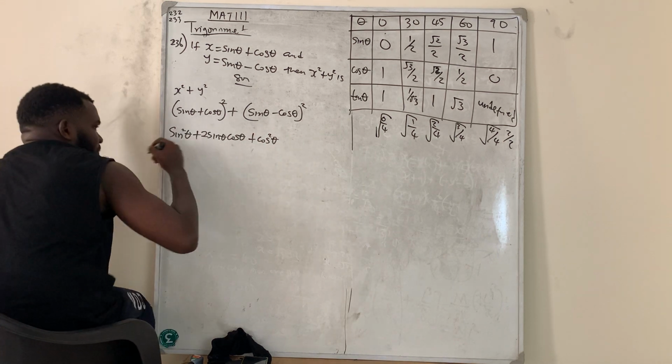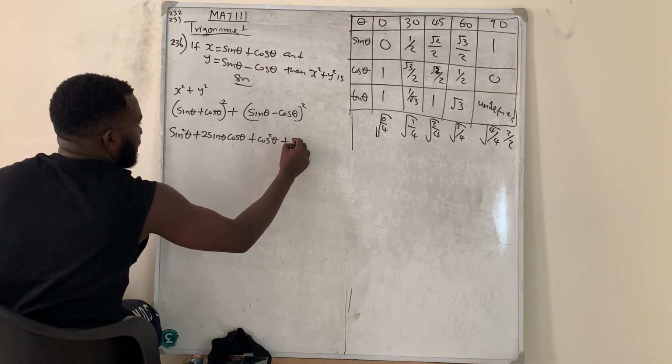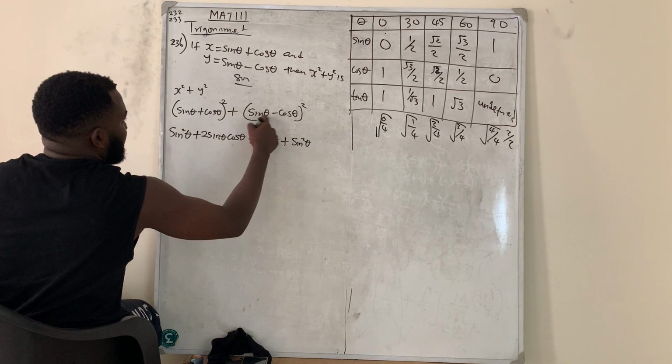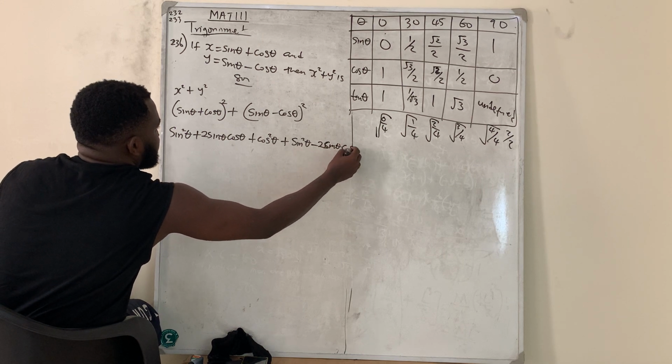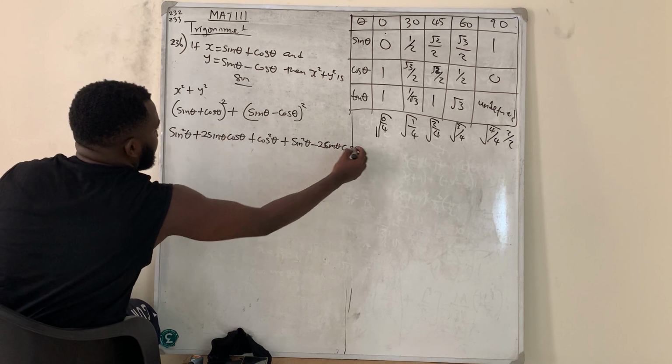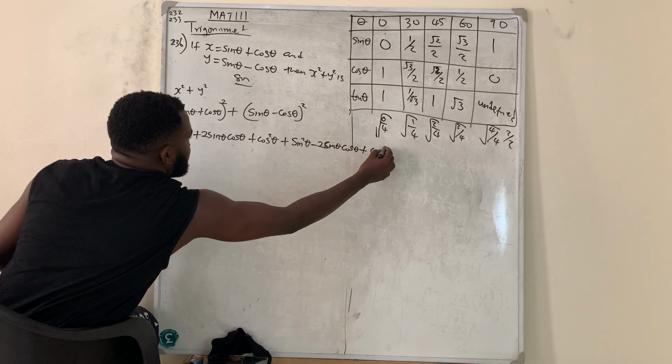Do the same thing here. Plus, square the first one, sine squared theta. Multiply the first one and the second one, double it, minus 2 sine theta cos theta. Then square the last one. You have a plus cos squared theta.